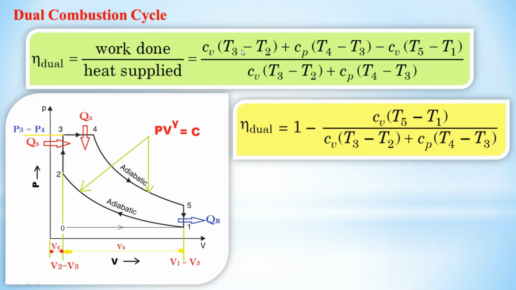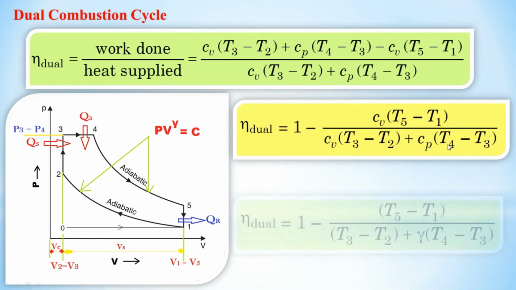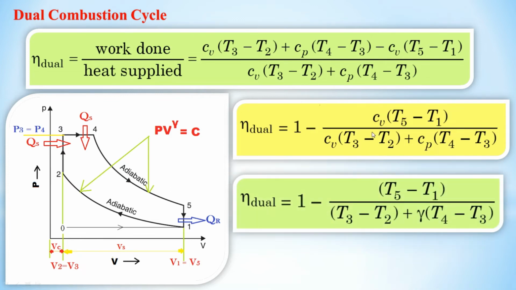Here you can see that in the numerator and denominator this heat supply term is common, because efficiency equals heat supply minus heat rejection divided by heat supply. So heat supply is common in numerator and denominator, so it is cancelled out, and it is equal to 1 minus heat rejection divided by heat supply. Here you can see that Cp by Cv, the ratio of two specific heats, is equal to gamma.